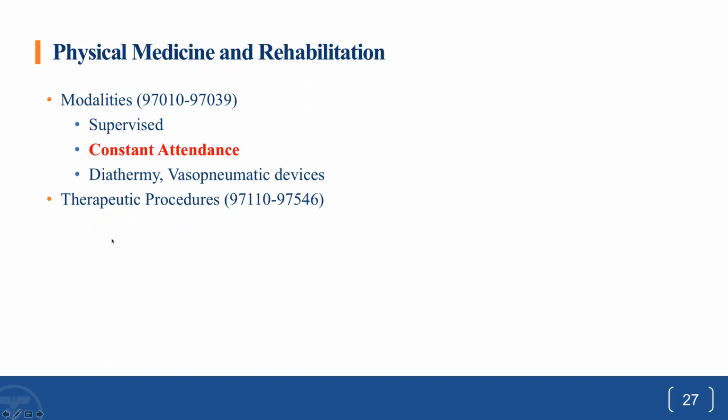Let's see what else we got in here for you guys. Constant attendance is on page 656, right behind it. These particular services are billed in increments of 15 minutes. So again, you would need to know the amount of time, right? Look at CPT code 97034.